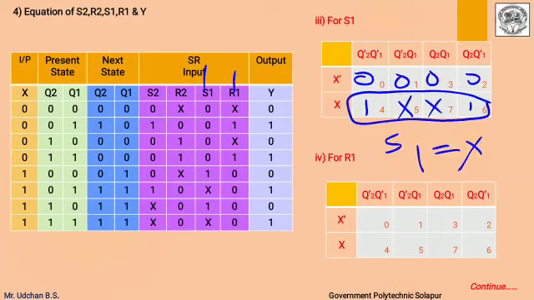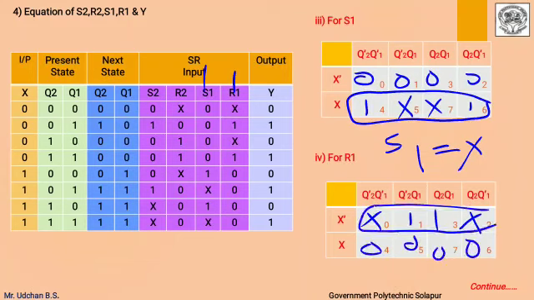Similarly, enter the values of R1: don't care, 1, don't care, 1. After that 0 0 0 0. Again I can form this group. So the equation of R1 will be x bar.